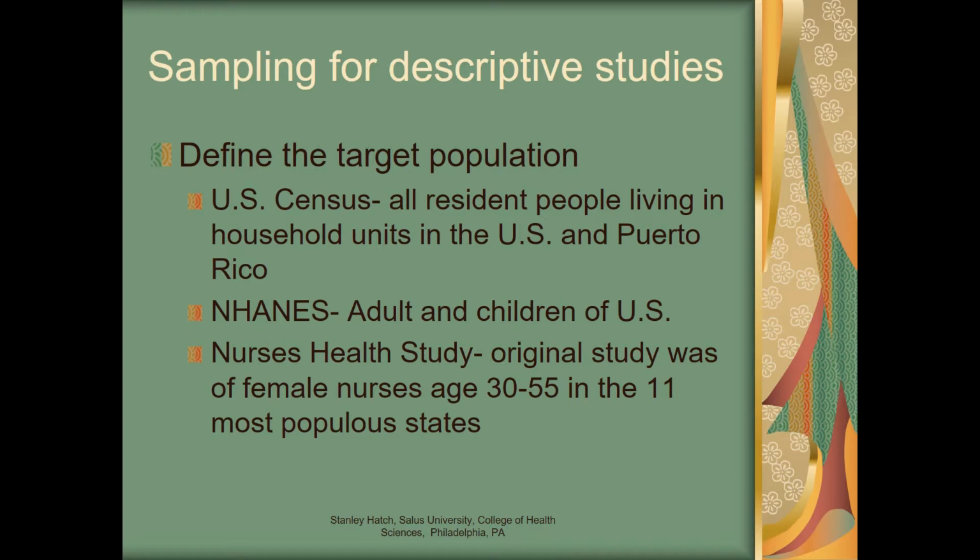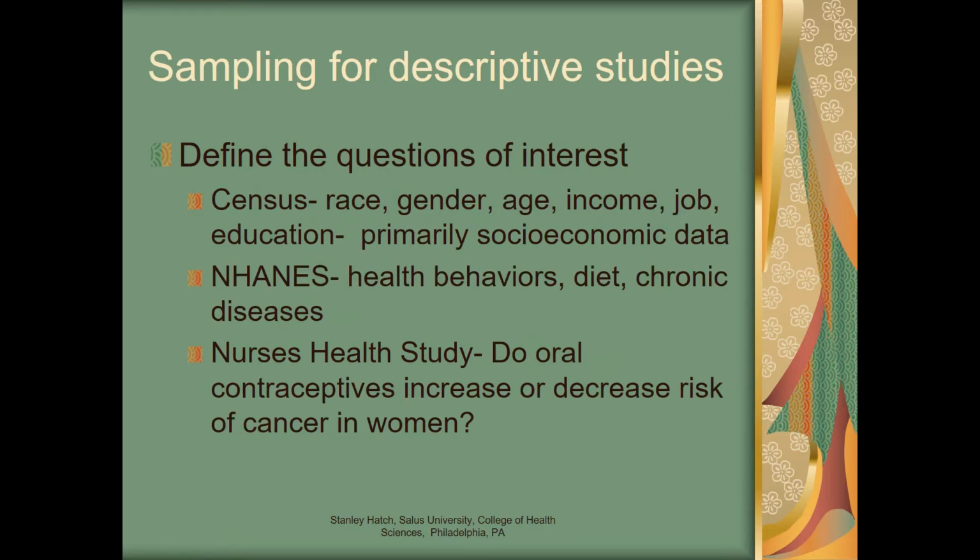And compared to a very famous cohort study, the Nurses' Health Study, the original study was intended to look at female nurses of age 30 to 55 in 11 of the most populous states. It was not intended to be a random sample of the entire United States population. Regardless, we start by defining that population. Then we define the questions of interest.